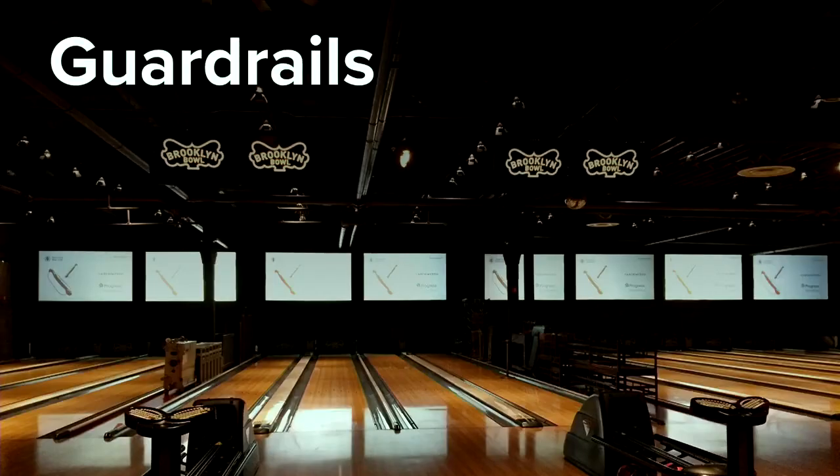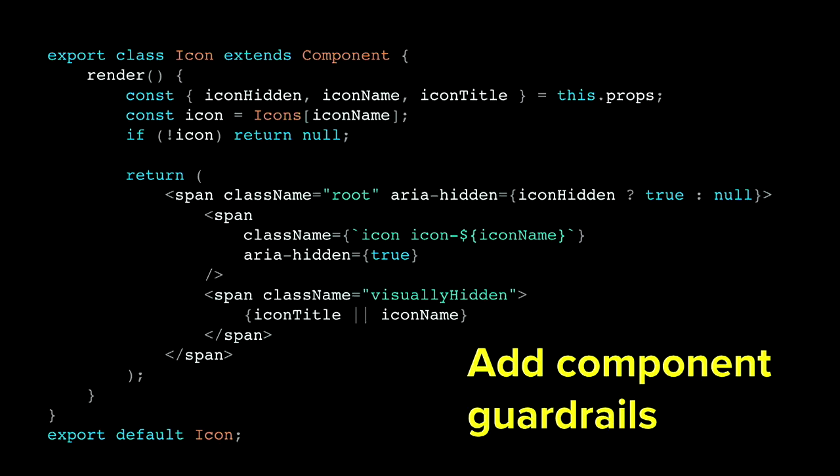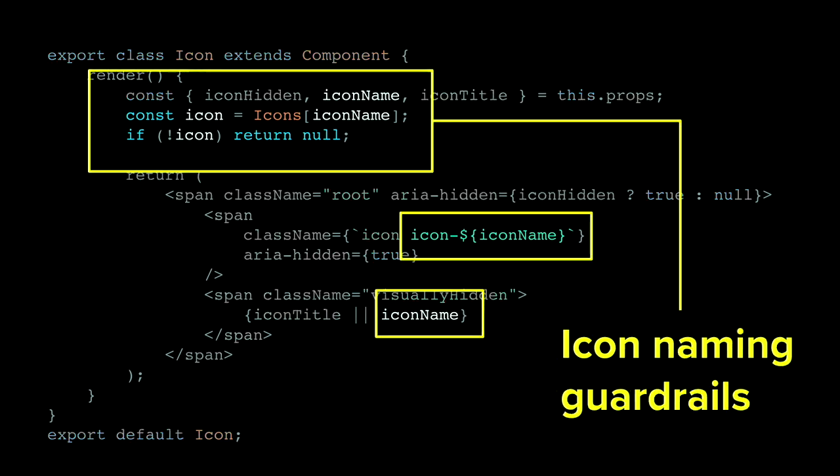The most important part of designing a component is to add guardrails. It's important to create these for your components because you want to be sure that developers are always using the accessibility features you've mixed in for them. So for this component, we've added 3 guardrails. The first guardrail is the icon naming guardrail.